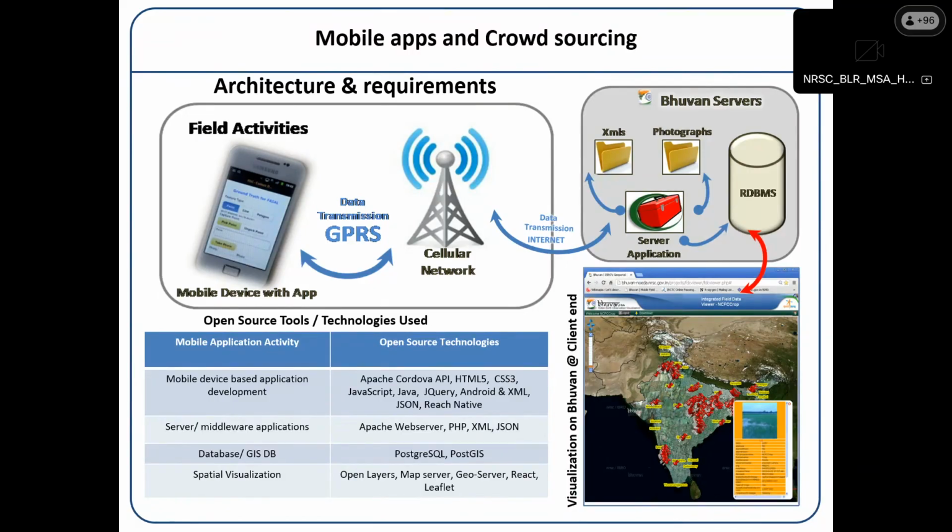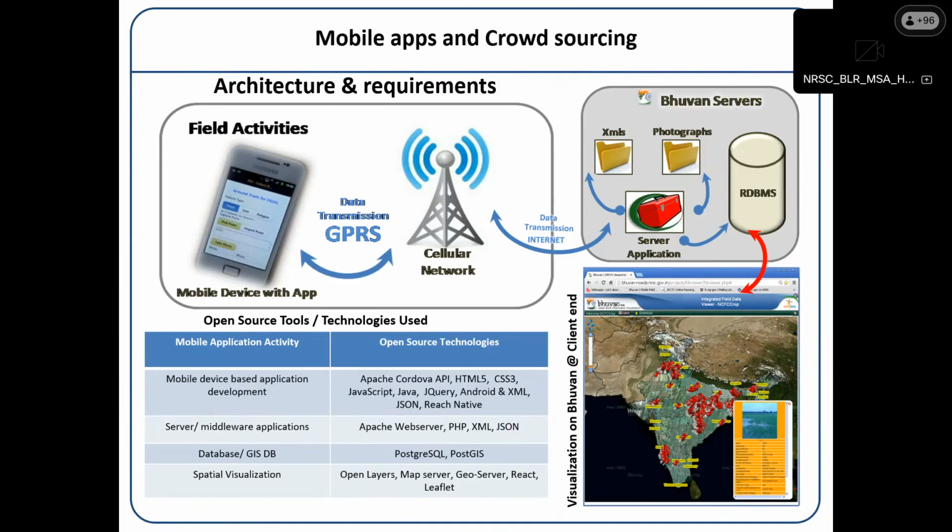And then in the middleware, you can see Apache web server and PHP scripts are used to communicate between the mobile and the data center. And the data is stored in a database using PostgreSQL and PostGIS. And now we have started using different database software, like MongoDB is also being used nowadays.